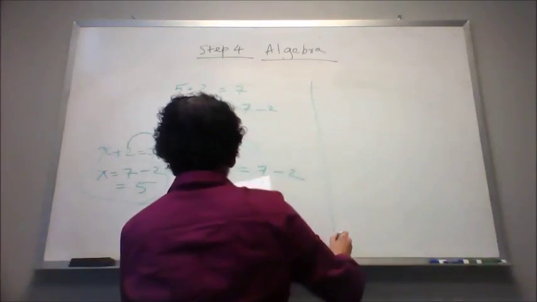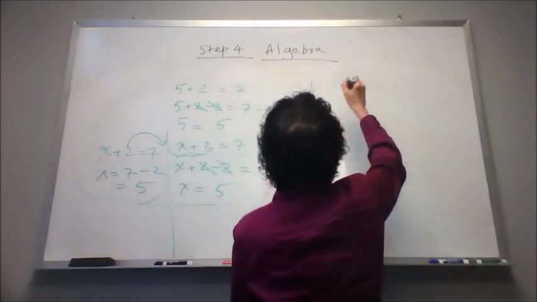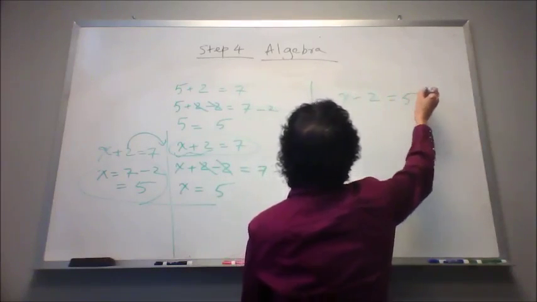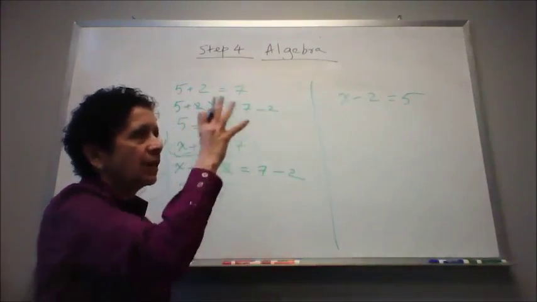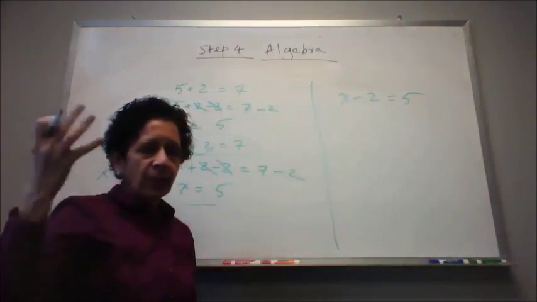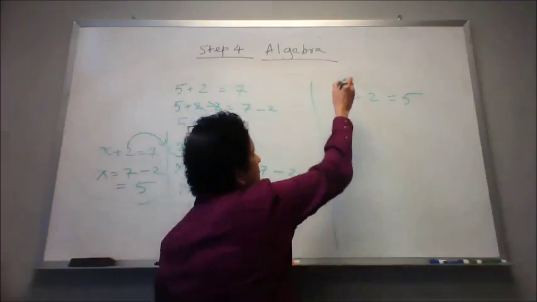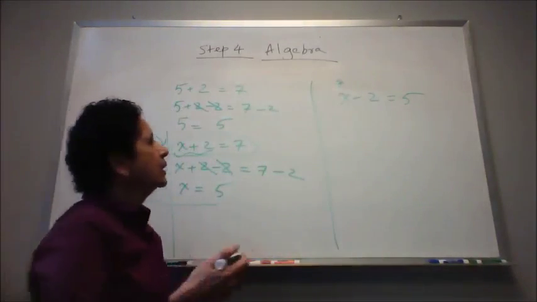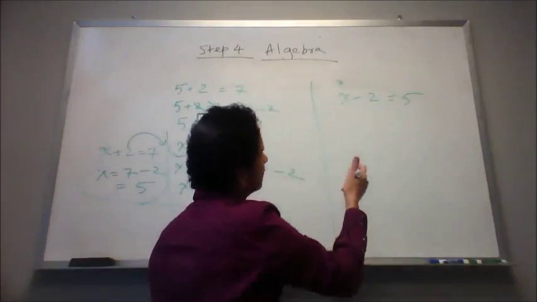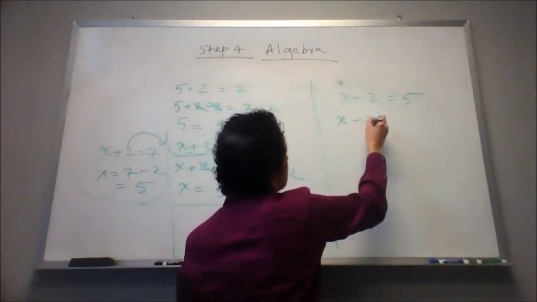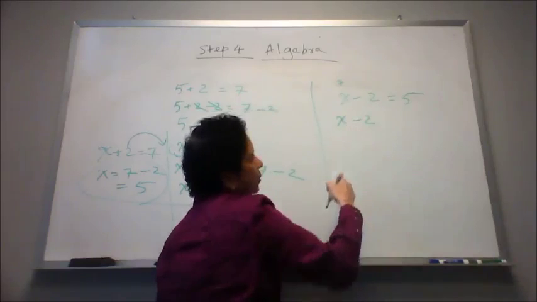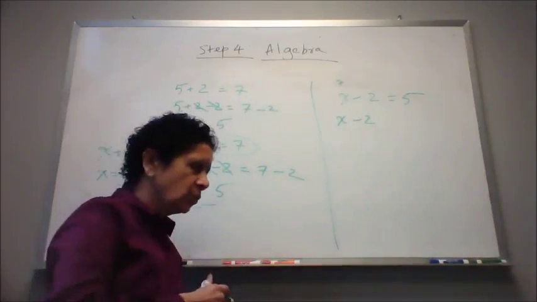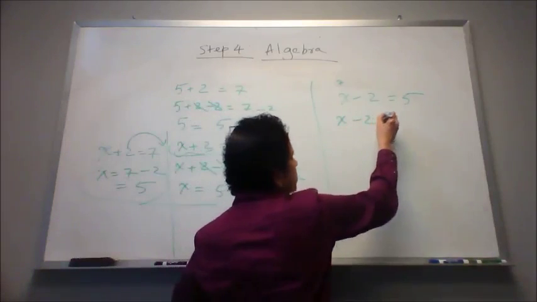So let's say, for example, I have x minus 2 is 5. Something, I'm taking away 2, and I'm getting the answer 5. Common sense tells you that something is 7, because 7 minus 2 is 5, right? Now how do I do it with algebra? I have x minus 2. I don't want the minus 2, I want to get rid of that. So I need to do the opposite: instead of minus 2, I do plus 2.